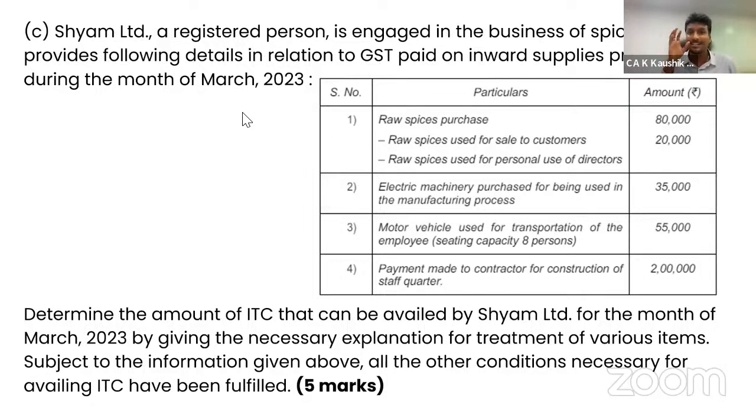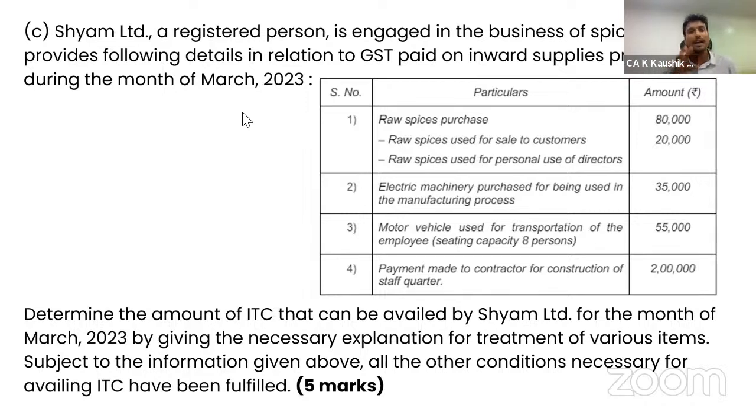Section 16 says that in the case of a capital item, if it is not capitalized, you can claim the input tax credit. That means if you do not claim the depreciation benefit on the GST component, you are eligible to claim the input tax credit. So you can claim 35,000. Motor vehicle used for transportation of employees, with seating capacity of 13 or less: you are not eligible to claim the input tax credit on a motor vehicle. So 55,000 not eligible.